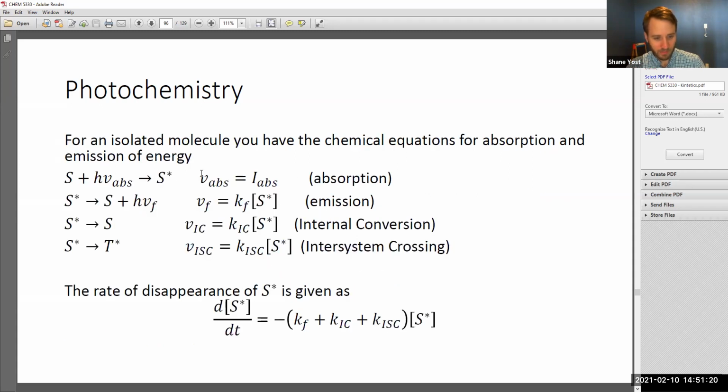I think I have it on this slide. So I_absorb is defined as that rate of absorption. How fast does your molecule absorb that light? Okay.